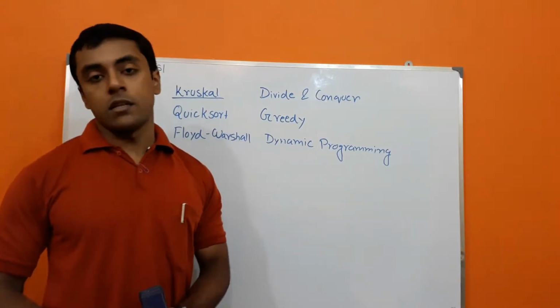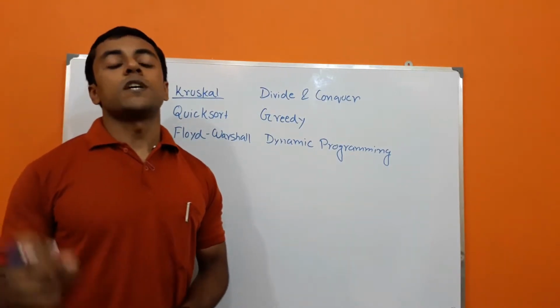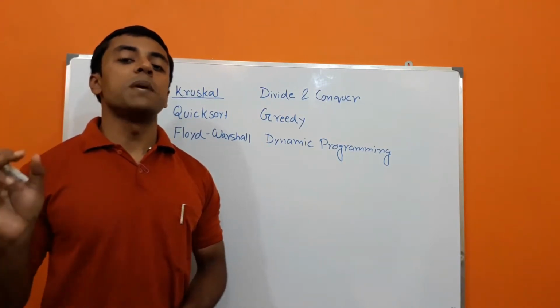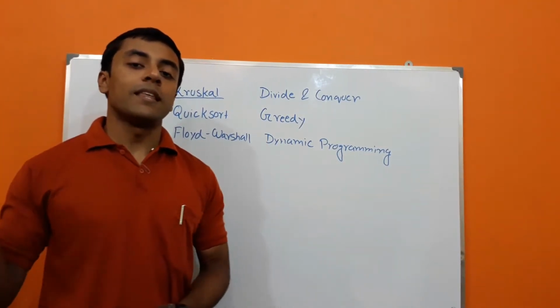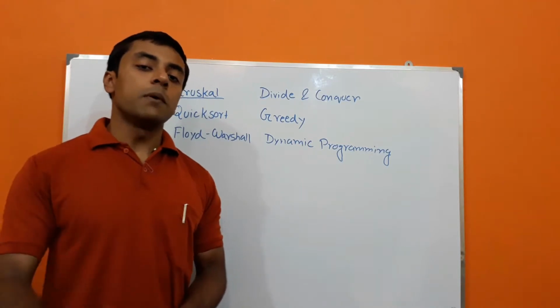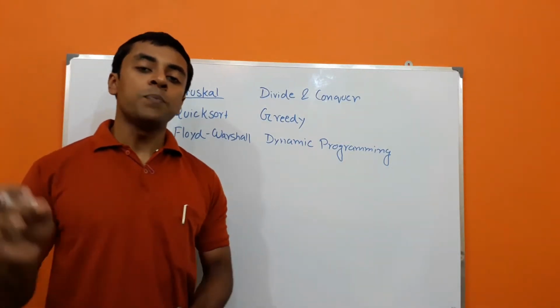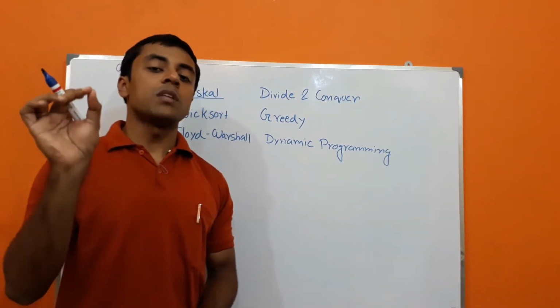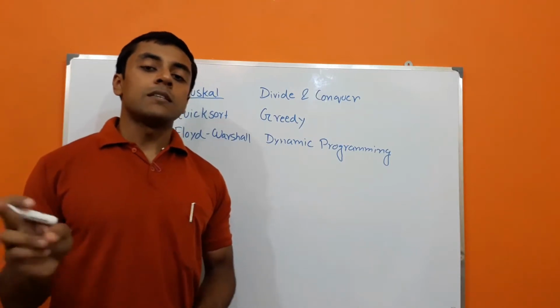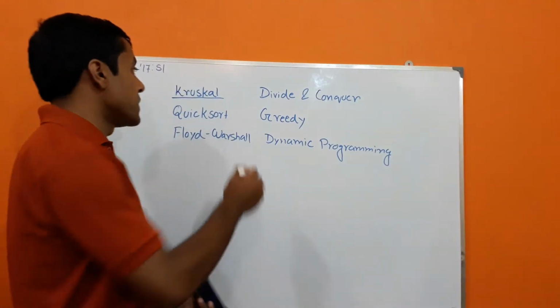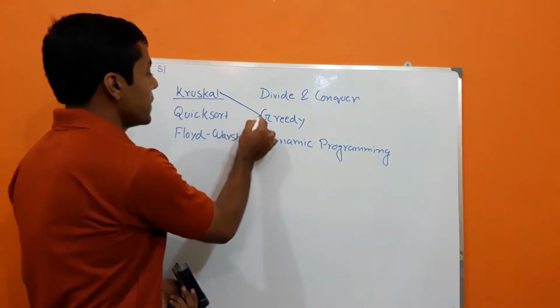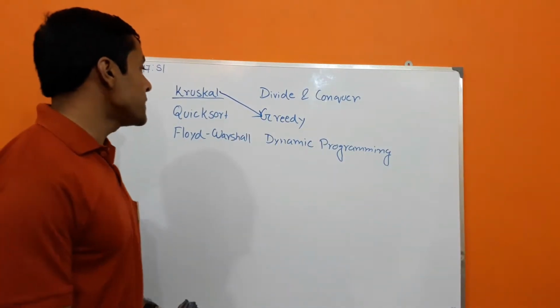Now in Kruskal algorithm, what we do is we first try to find out the minimum edge from a graph, and then we add it to the minimum spanning tree of the corresponding graph. So as we are trying to find out the minimum edge, that is the greedy approach. So this algorithm should be mapped with greedy, right?